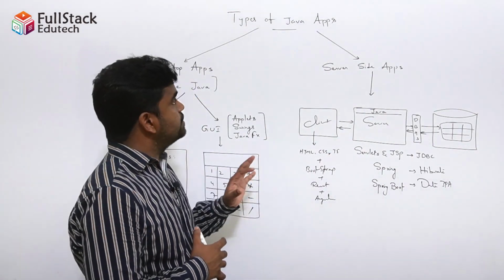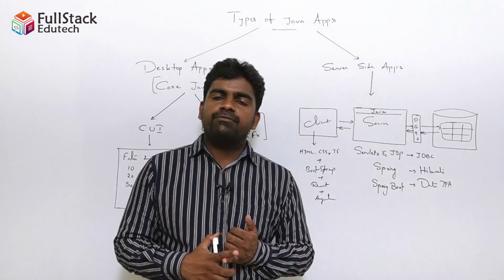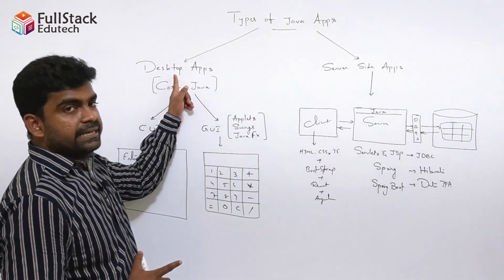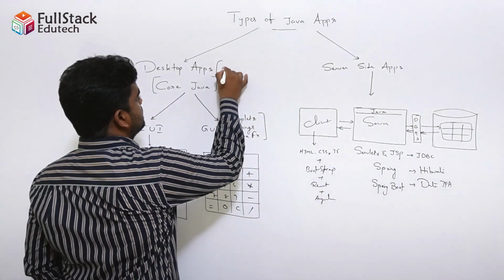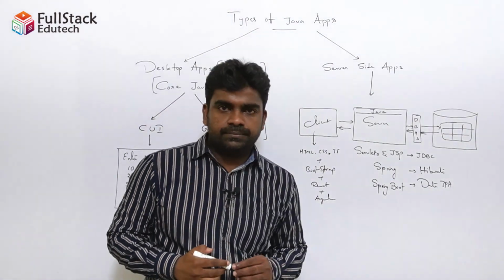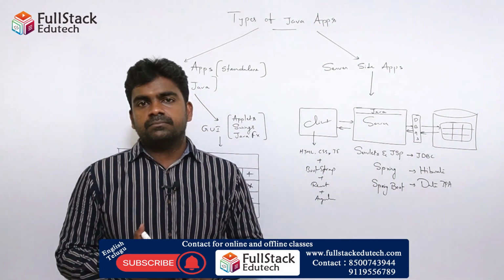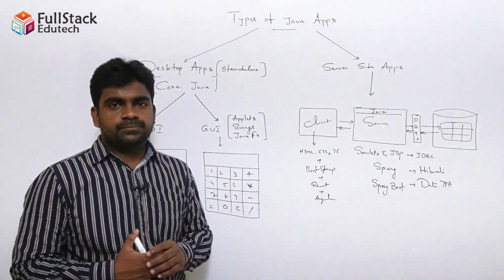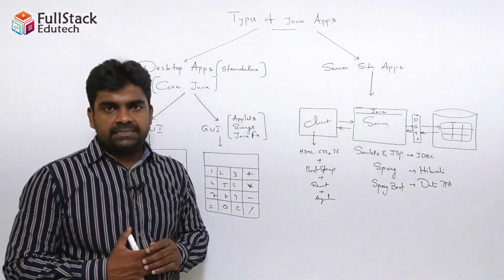Simply, in this video, we have discussed what kind of applications you can develop using Java. Only two types: one is desktop applications, the second one is server side applications. Desktop applications we can also call standalone applications. That application will run on a single machine, a single system. They are again divided into two types, CUI and GUI. Using the concepts of core Java, you can develop only desktop applications.